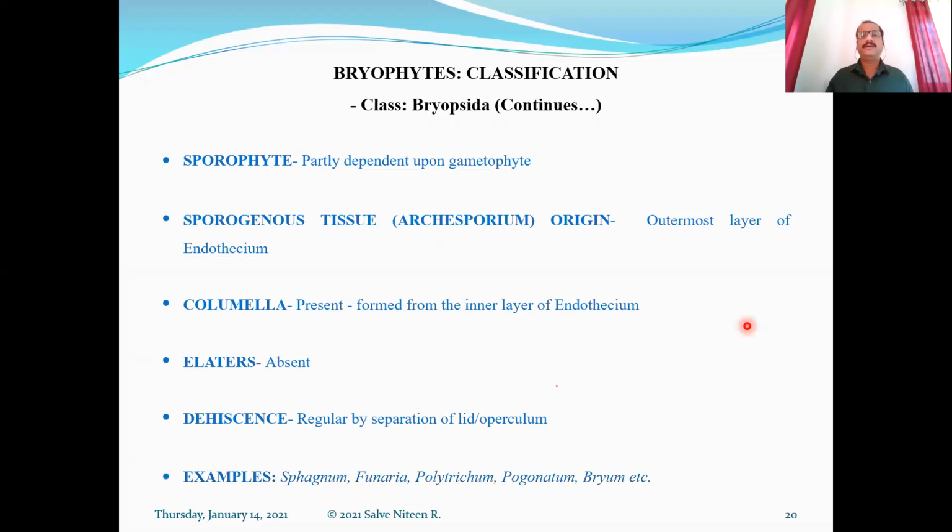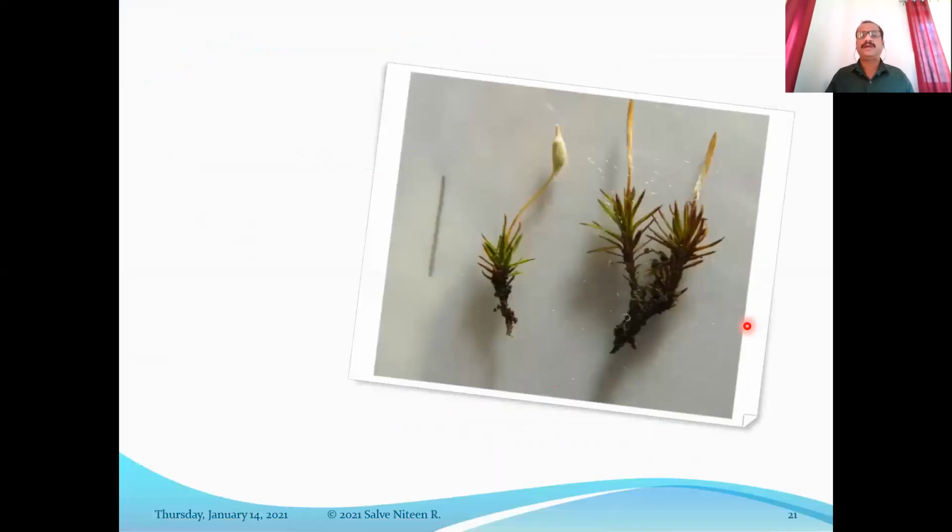You can see here the Pogonatum plant. The root-like structure, stem-like central axis, and leaves together are called the gametophyte. And here there is the foot, this is the seta, and this is the capsule. This structure is called the sporophyte, and this is the gametophyte plant body. This plant is called Pogonatum species.